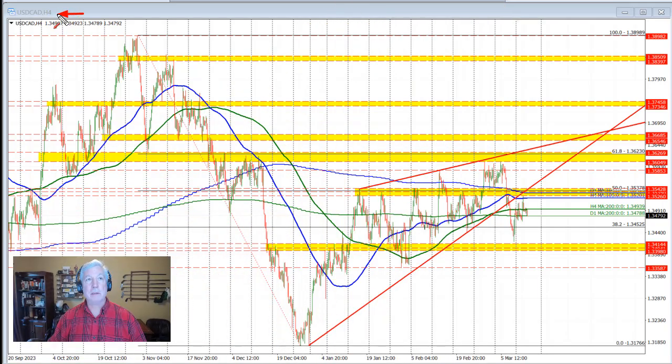I'm going to take a look at the dollar versus Canada. Today's date is March 13, 2024. Let's get started. Start by taking a look at the 4-hour chart.